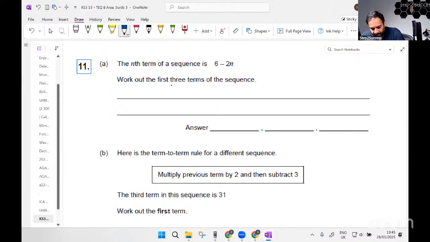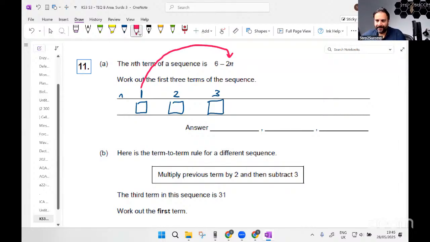So if I want to work out the first three terms of a sequence, the n in these equations represents the term number. So when n is 1, that is the first term in the sequence. When n is 2, that's the second term in the sequence. When n is 3, that's the third term in the sequence. So all you have to do is substitute these numbers into where the n is in the equation.